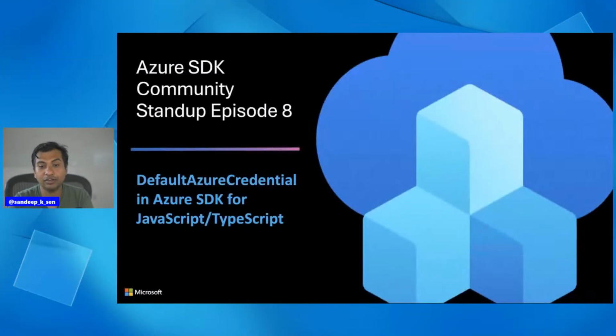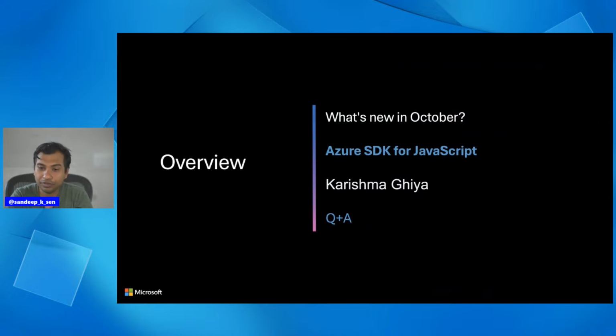And for today, we'll go into DefaultAzureCredential: what is it and how do you use it for the JavaScript SDK and also TypeScript. So, without further ado, let's move on to our overview. We'll start as usual with what's new in October, and then we'll go to our Azure SDK for JavaScript and DefaultAzureCredential. Today we have a special guest, Karishma from our JavaScript team, and then we'll go through Q&A.